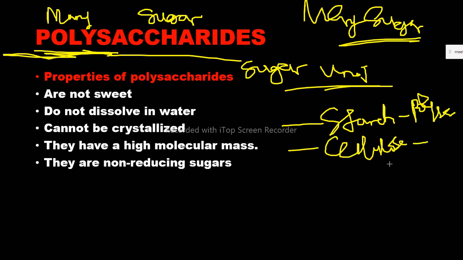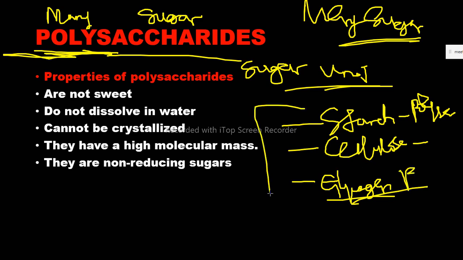Okay? It's a disaccharide. It's a polysaccharide. You've heard of glycogen? It is also a polysaccharide. And all these polysaccharides have different functions. They are found in different organisms. I hope you know that. Where do you find starch, and what is it for? Where do you find cellulose, and what is it for? Where do you find glycogen, and what is it for?